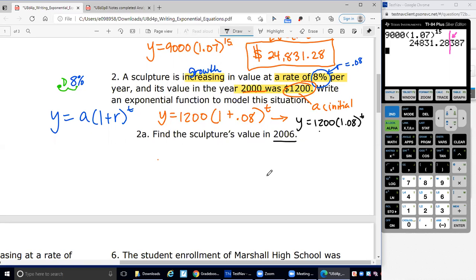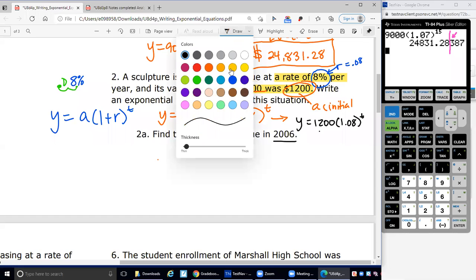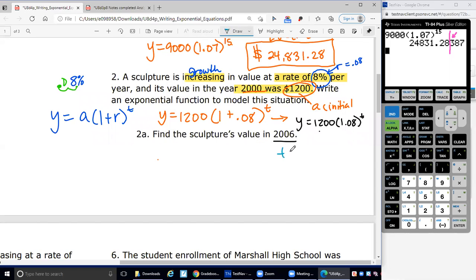All right, Aubrey, can you share with me, when I'm finding the sculpture's value in 2006, how do I interpret 2006? Yep, it's going to be about t. And what will t equal? Let me know if you need a hint. Yeah, because you take 2006 and you subtract 2000, and you get 6, right?